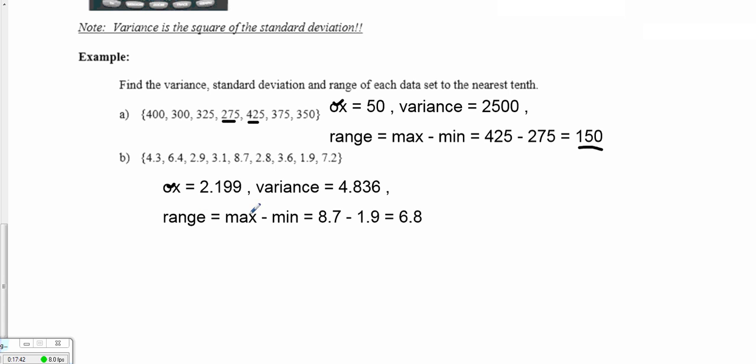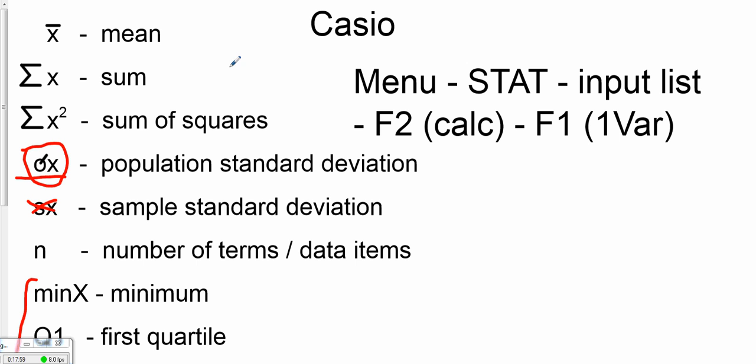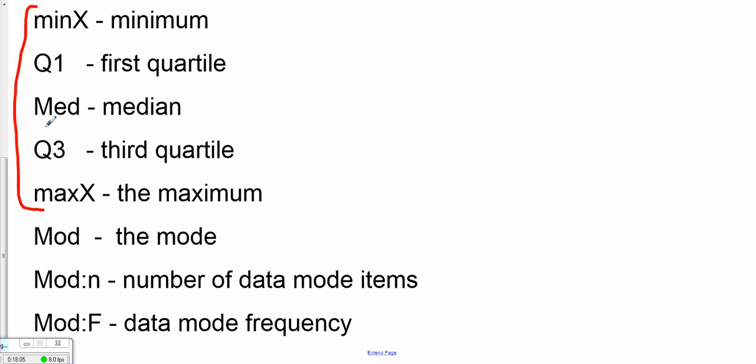Your range, remember, is the max minus the min. So 8.7 is our highest value, 1.9 is our lowest value. 8.7 minus 1.9 is 6.8. So that would be our range. This was, again, how to find everything on the Casio or on your TI-83 or 84 calculator. This is what each of those symbols means or is telling us.